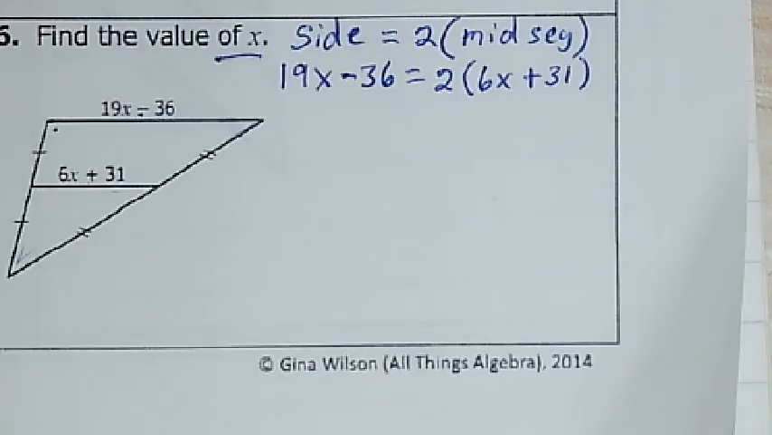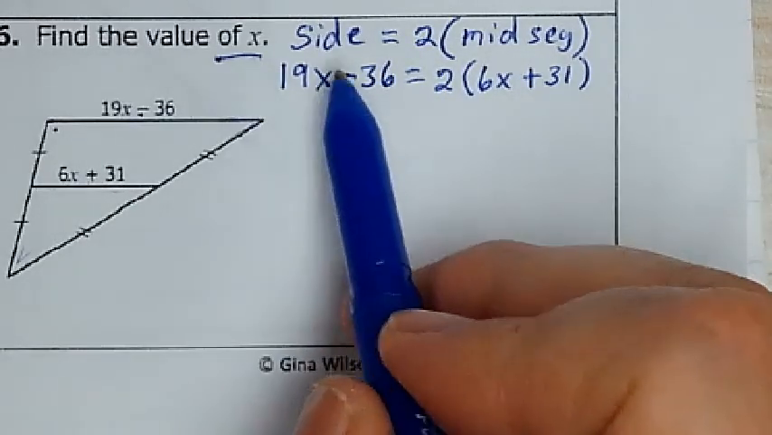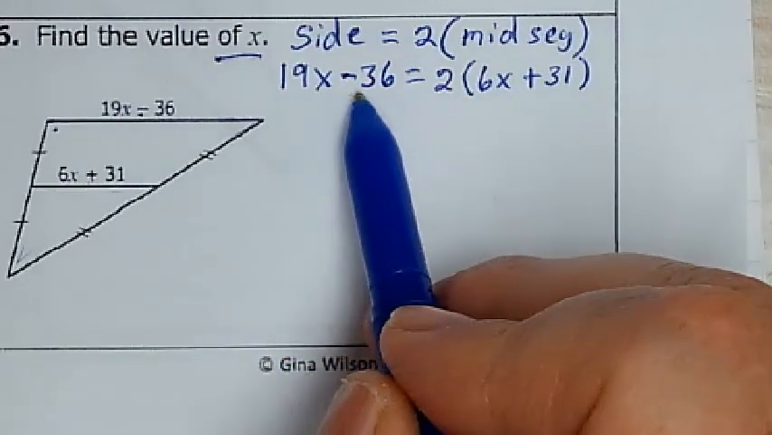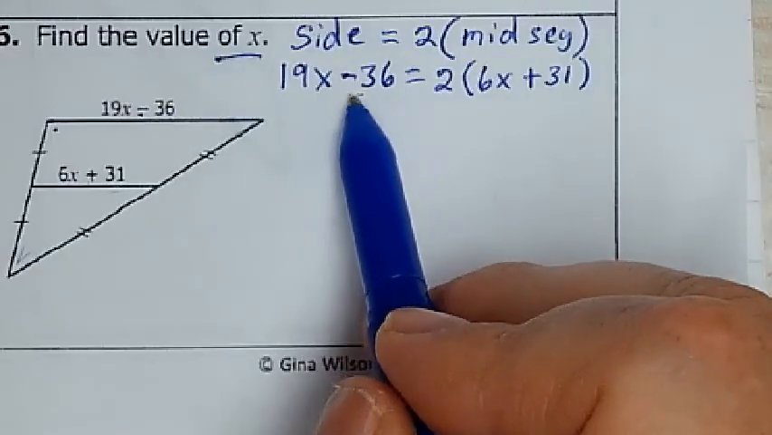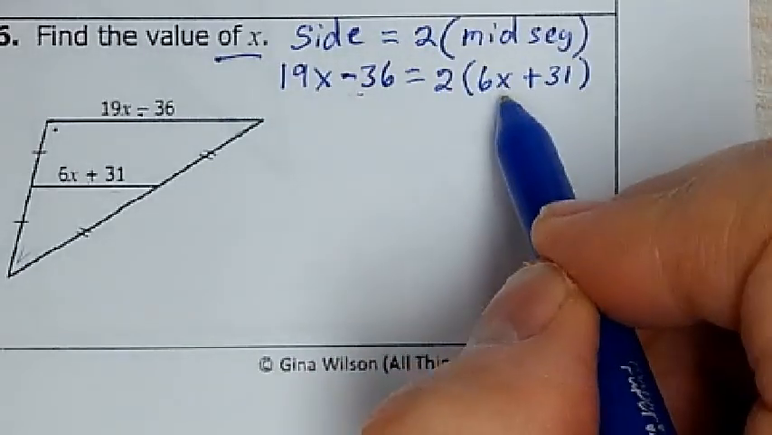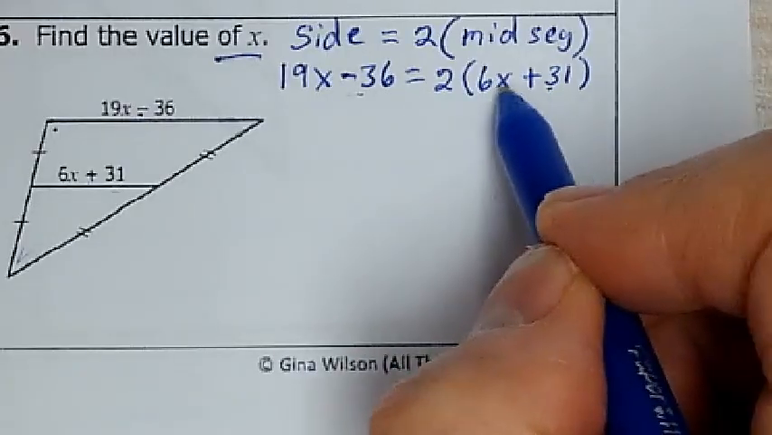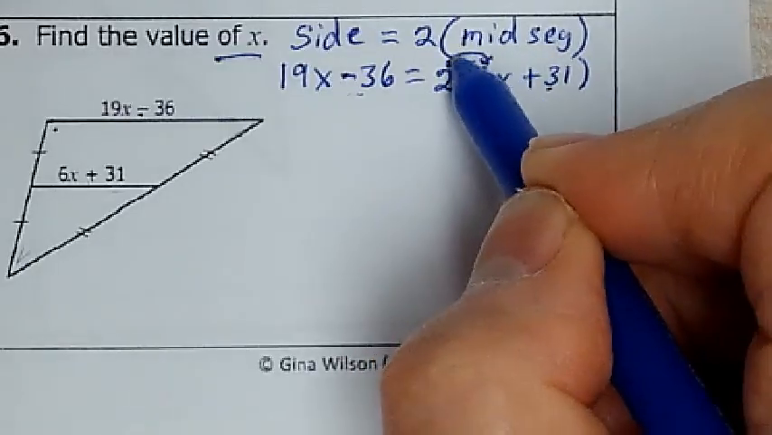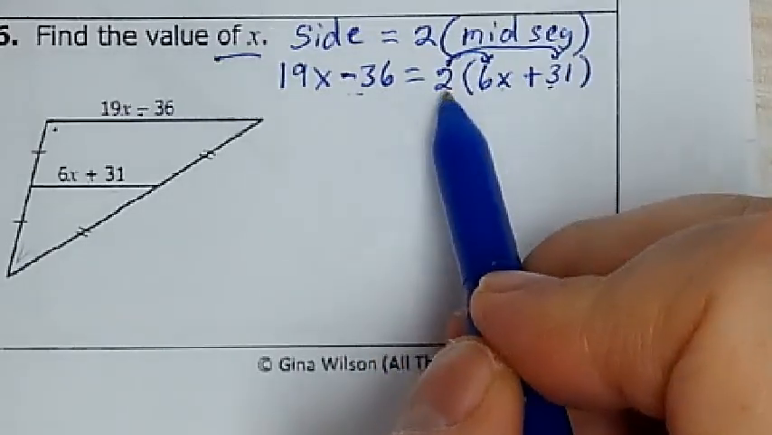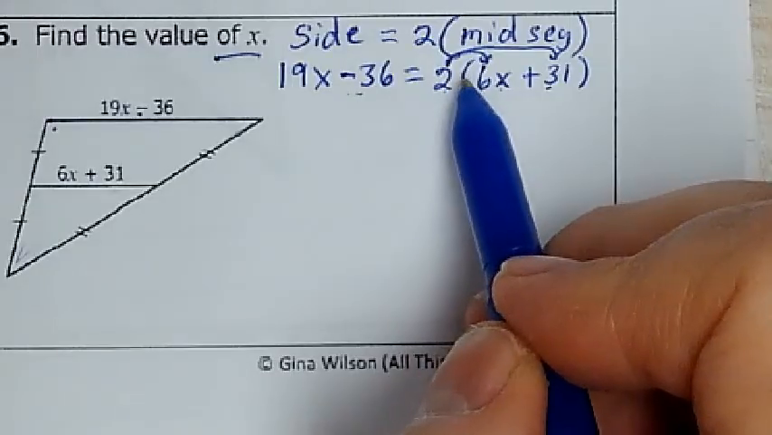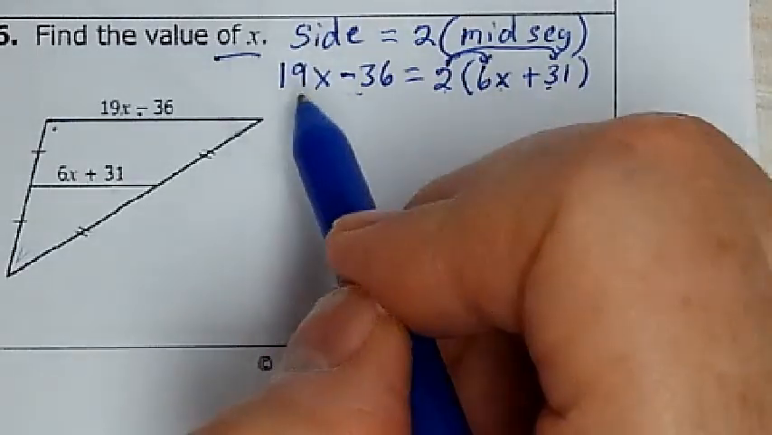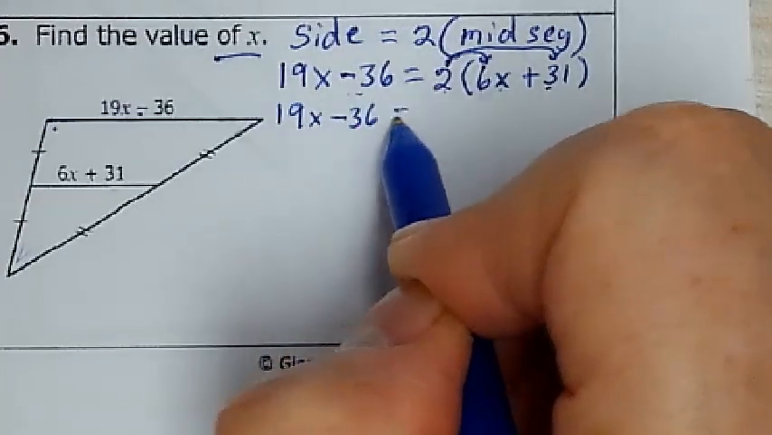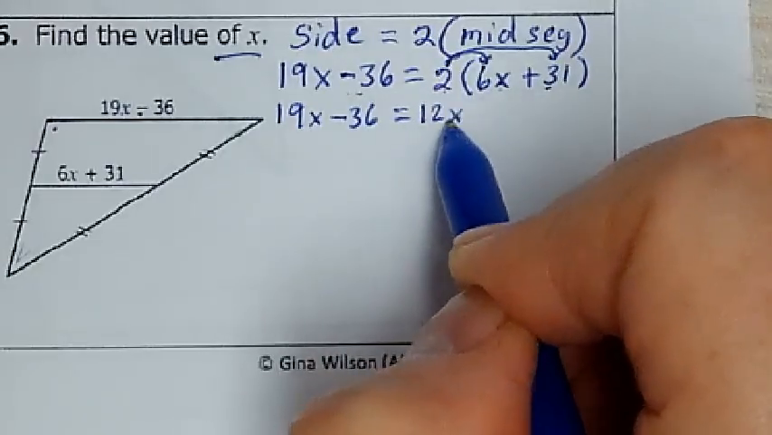When you solve an equation, you simplify both sides first. That's already simplified. You can't add 19x and minus 36. They're not like terms. That has an x, that doesn't. But you could use the distributive property of multiplication. Think about it. You got a 2 right there. You got a parenthesis right there with nothing in between. That means multiply. So I drop down the 19x minus 36. Drop the equals. 2 times 6, 12x. 2 times 31, 62.